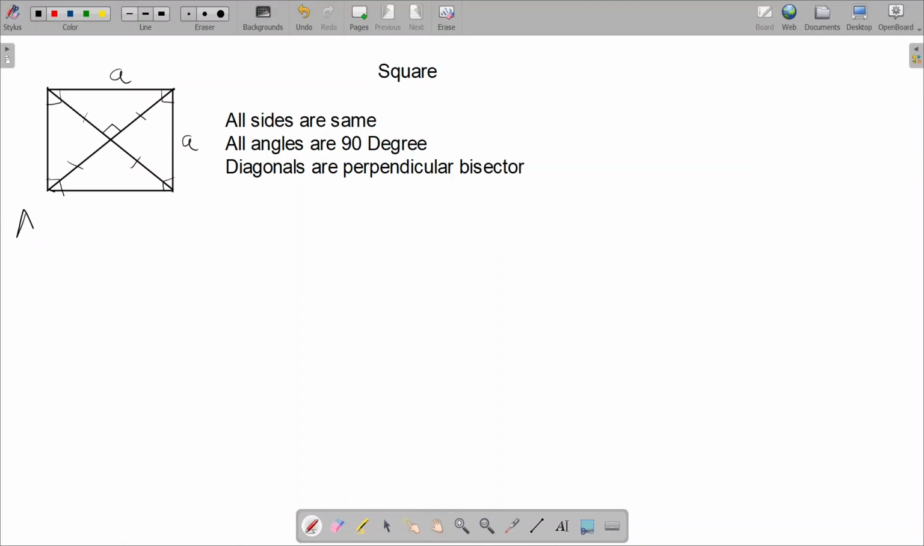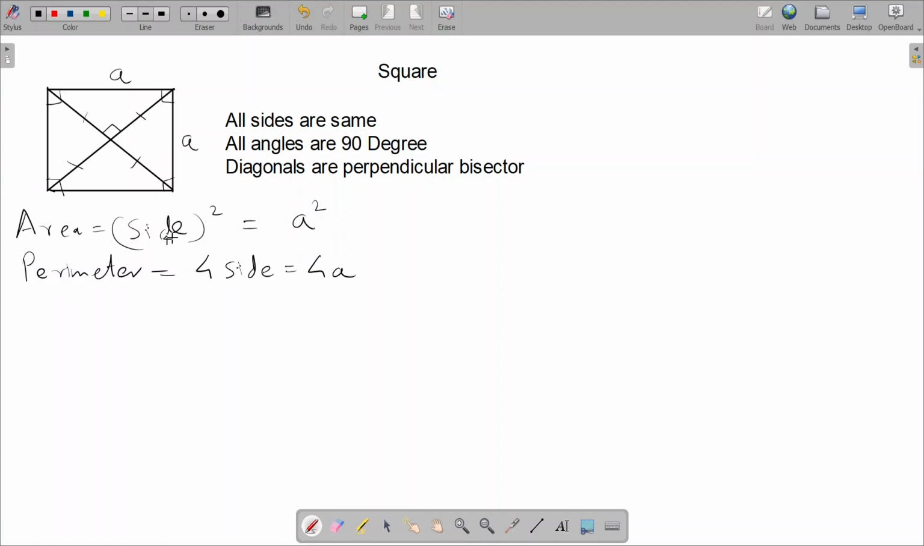So the area of a square is simple. The area of a square is what? Side square. And if I want the perimeter, perimeter means boundary. So this length is A, this length is A, this length is A, and this length is A. If I add the lengths, all the sides are the same, so we will have A plus A plus A plus A. We have added 4 times. So the perimeter will be 4 times the side, or you can say 4A.